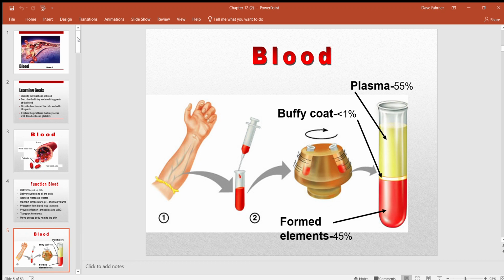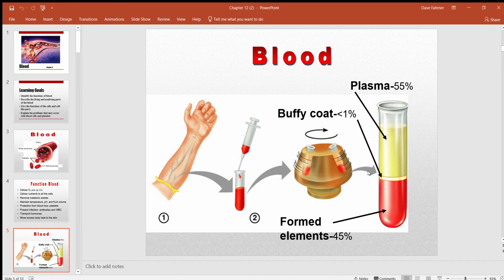Good morning, everybody. This morning we're going to be talking about section 12.2, and section 12.2 talks about parts of the blood. In the diagram you're looking at right now, we're basically looking at what blood looks like when it's separated out into its three major components. If you took blood from a person, put it in a test tube, and spun it in a centrifuge, it would separate out by weight or by density, and what you would see is that the heavier materials would be at the bottom of the test tube and the lighter materials would be at the top.